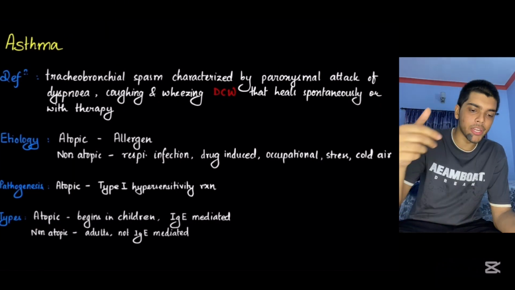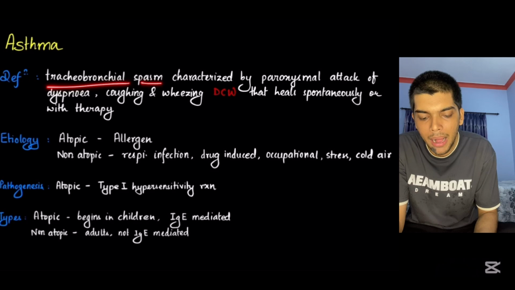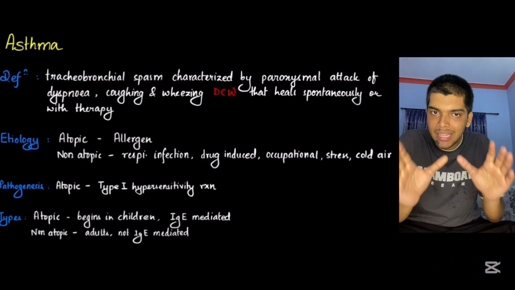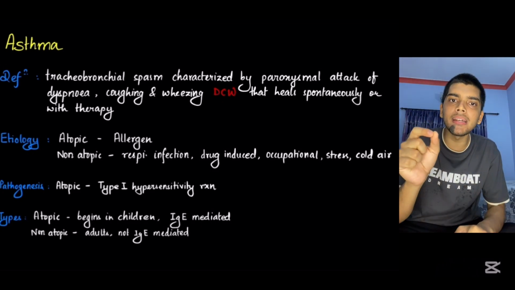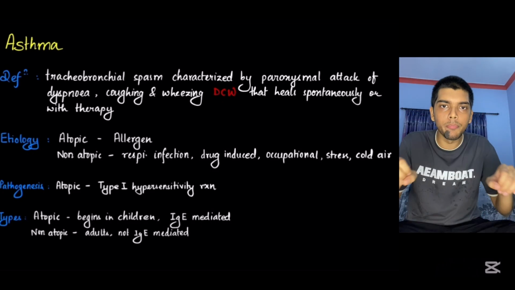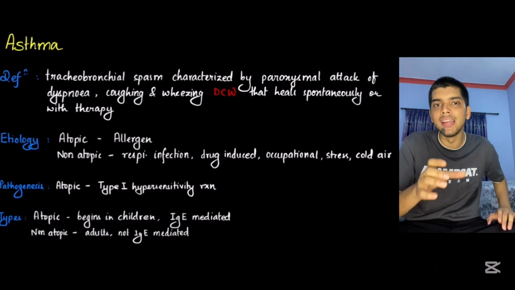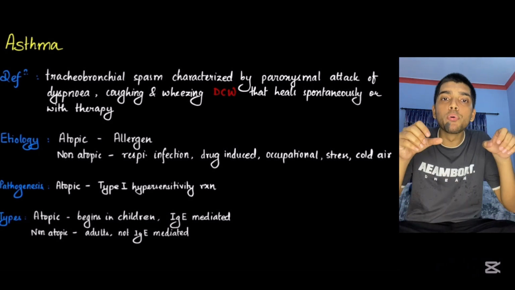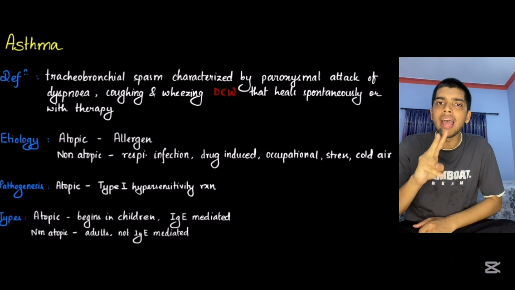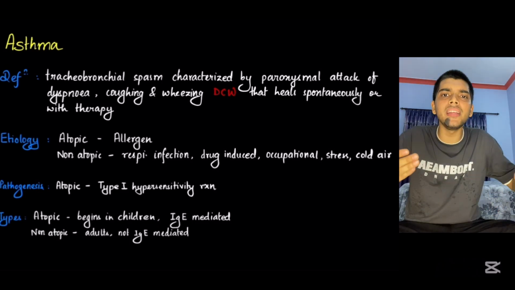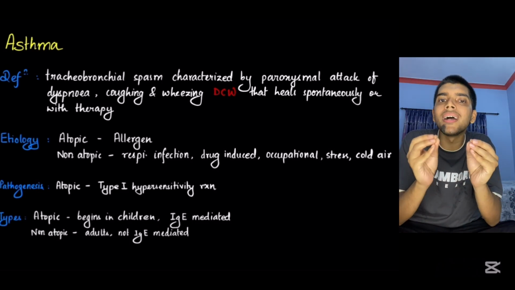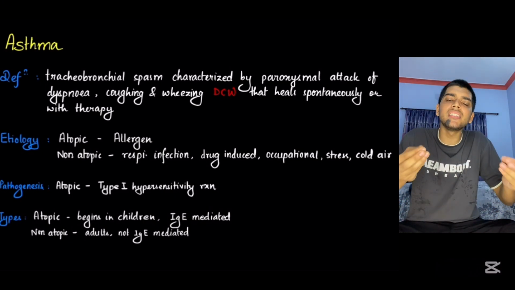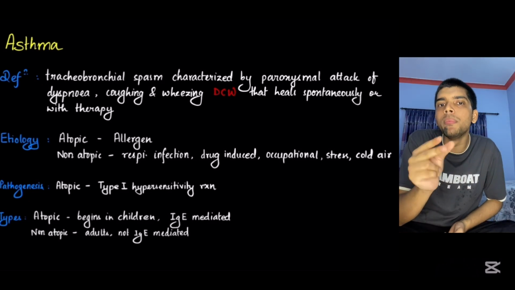Asthma, number 1, definition. There is tracheobronchial spasm characterized by paroxysmal attacks. Hear me out. The part of the respiratory tract that is affected in asthma is the trachea and bronchi. What happens? Number 1, there is bronchoconstriction. And number 2, there is increased secretion of mucus. So due to bronchoconstriction and increased secretion of mucus, narrowing of the lumen takes place.